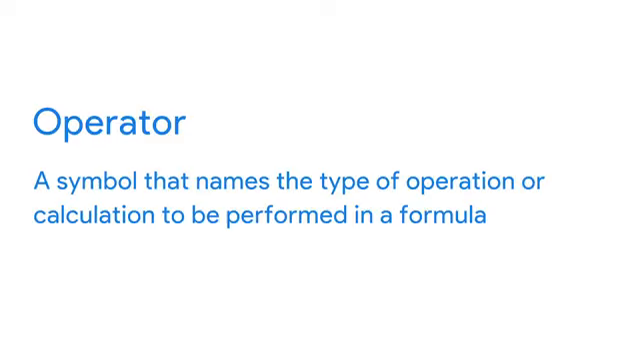Let's look at the arithmetic operators that are used in both spreadsheets and SQL. An operator is a symbol that names the type of operation or calculation to be performed in a formula. As you learned earlier, the four basic arithmetic operators in spreadsheet formulas are the plus sign for addition, the minus or hyphen for subtraction, the asterisk for multiplication, and the forward slash for division. These same operators calculate data in the same way when writing queries in SQL. The operators are embedded in the queries when pulling data from a database.